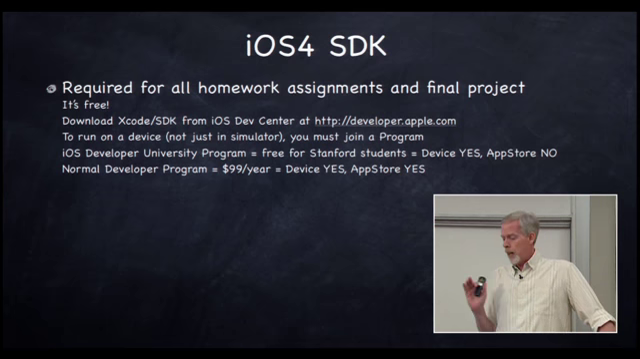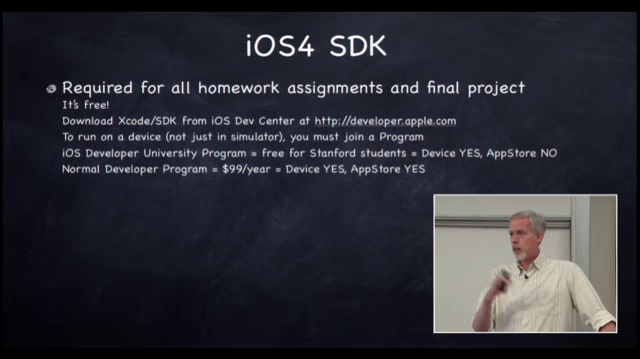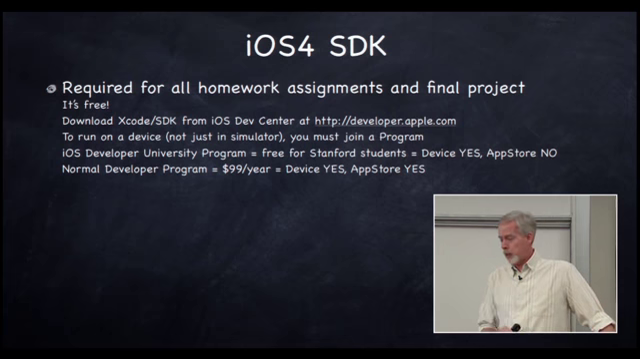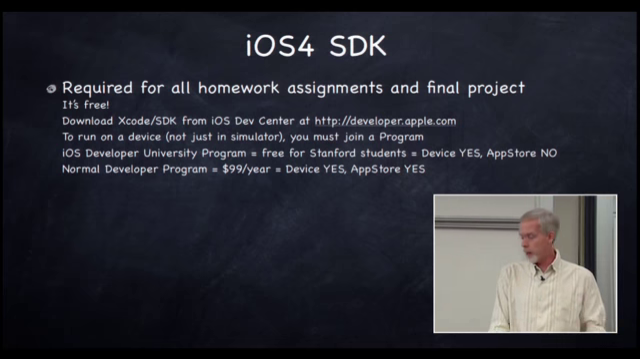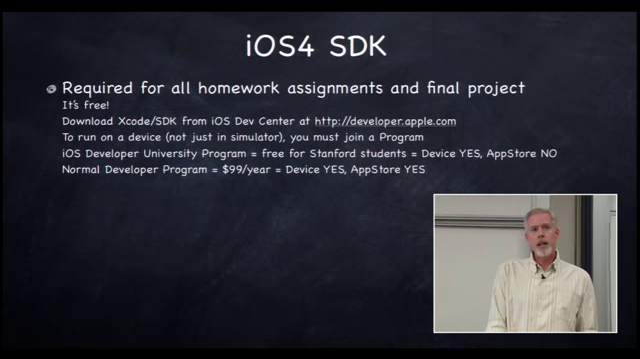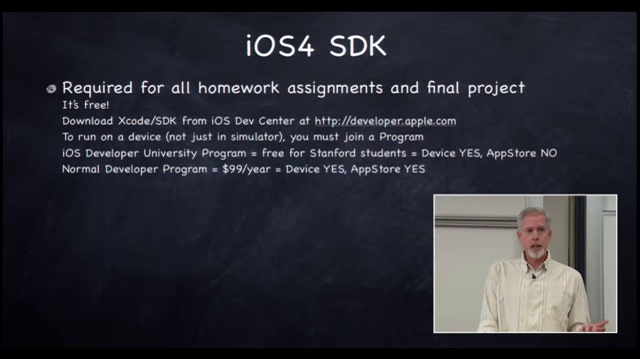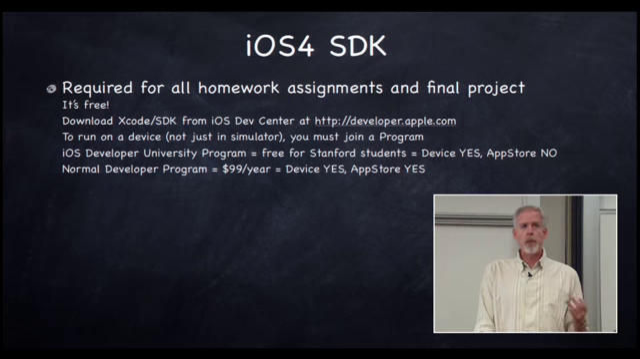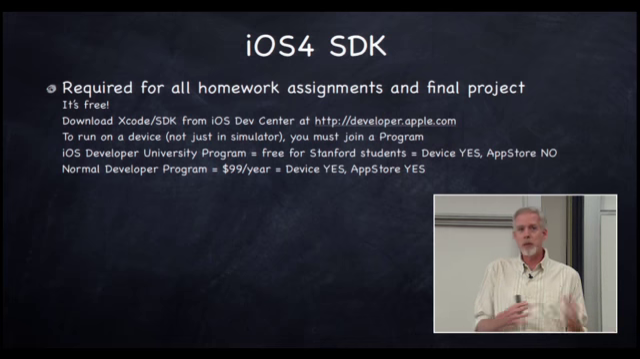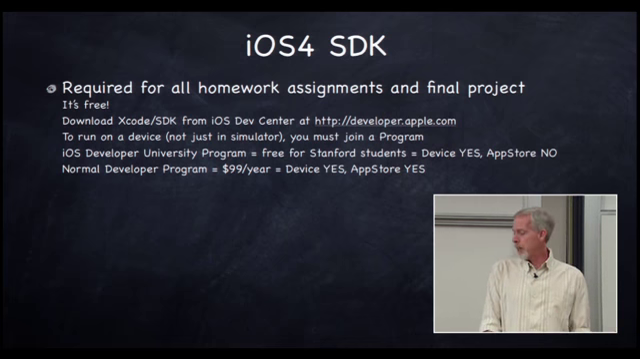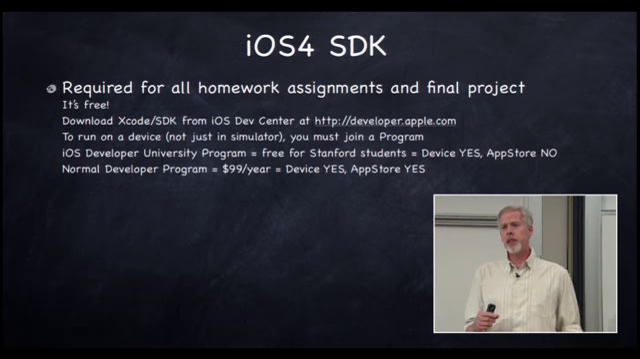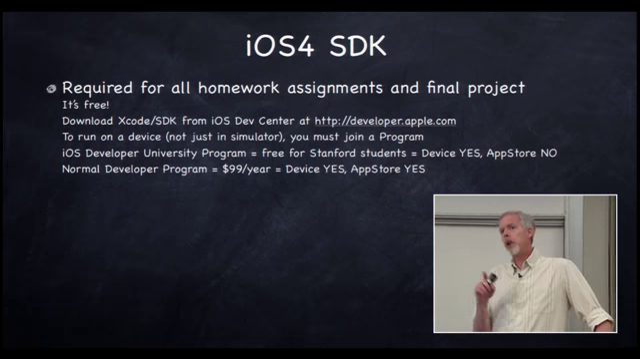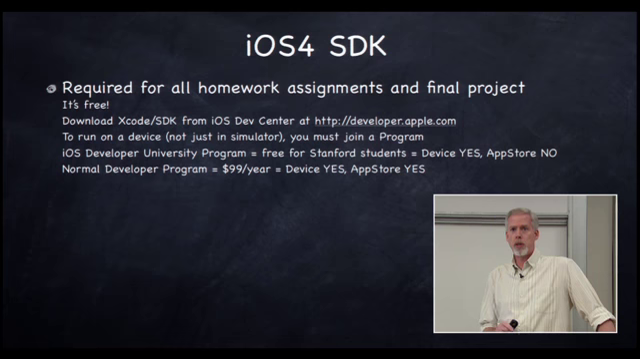If you're watching on iTunes, or you're in this room and you're not a Stanford student or you don't make the enrollment and you decide to sit in and audit the class, which is fine by the way, then if you want to run on the device, which you may or may not want to do, like if you're building your final project for yourself, obviously we're not going to be grading it if you're not a student, but if you want to run on a device, you can pay $99 a year. And for that $99 a year, you not only get to run on a device, but you also can submit your application to the App Store and sell it.